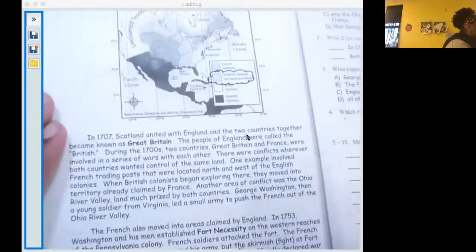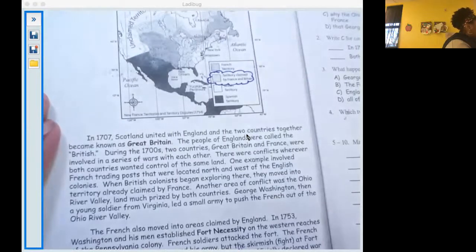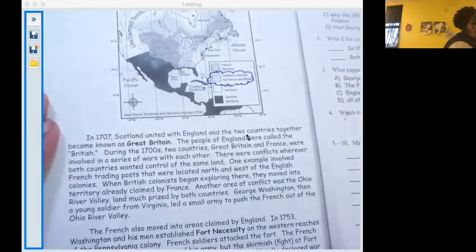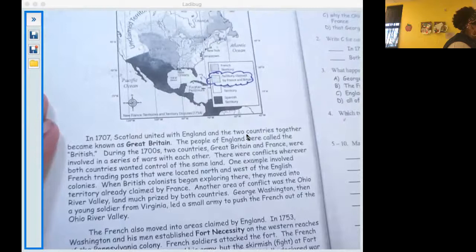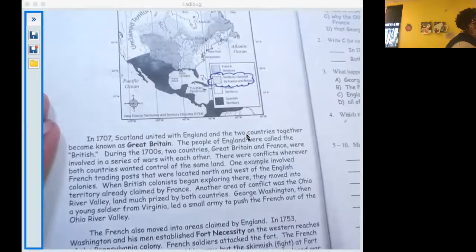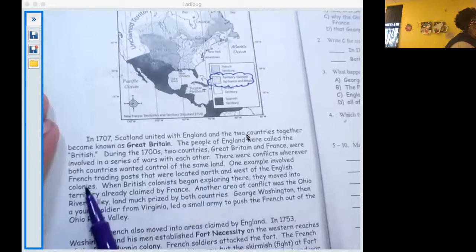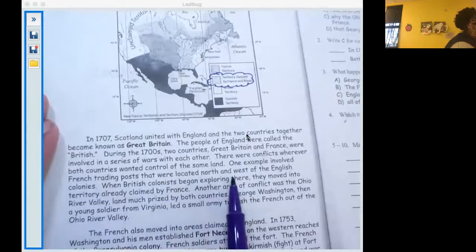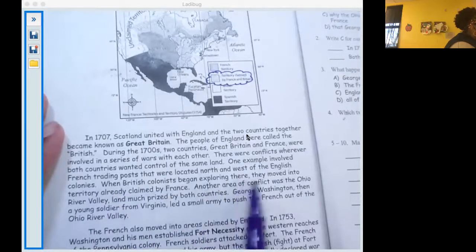Okay, in 1707, Scotland united with England, and the two countries together became known as Great Britain. The people of England were called the British. During the 1700s, two countries, Great Britain and France, were involved in a series of wars with each other. There were conflicts where both countries wanted control of the same land. One example involved French trading posts that were located north and west of the English colonies. When British colonists began exploring there, they moved into territory already claimed by France.